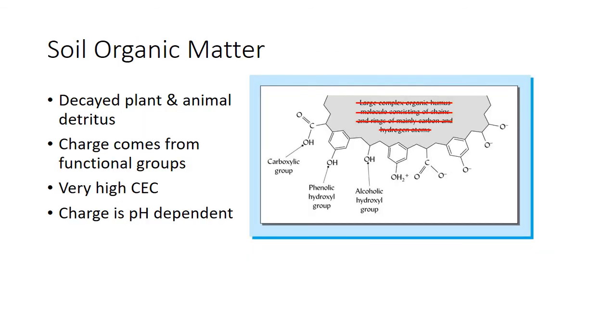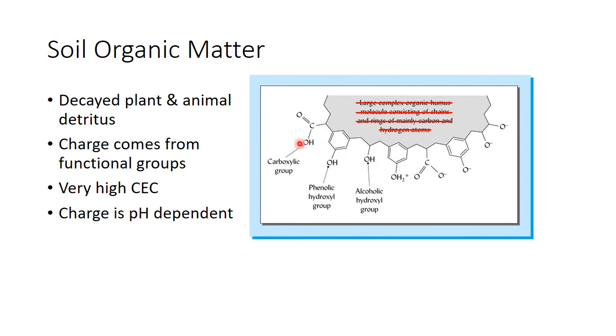Our last type of colloid is soil organic matter. Soil organic matter includes decayed plant and animal detritus, as well as detritus from microbes and other soil organisms. And the charge in soil organic matter comes from functional groups. So these functional groups include carboxylic groups, phenolic groups, alcoholic groups, and so on. And this charge is pH dependent.